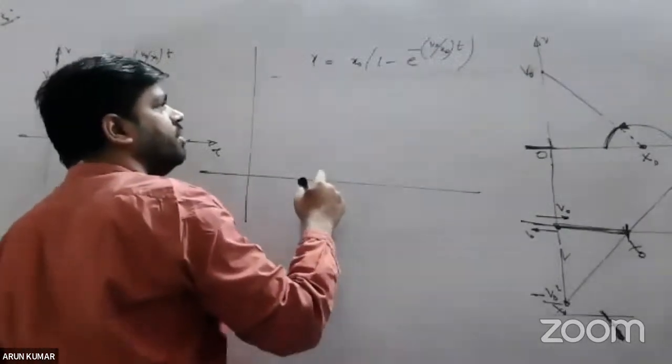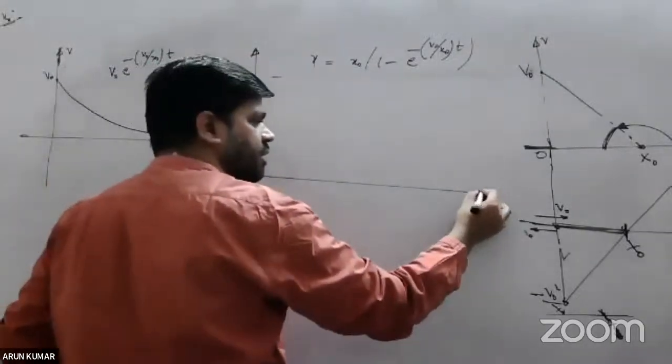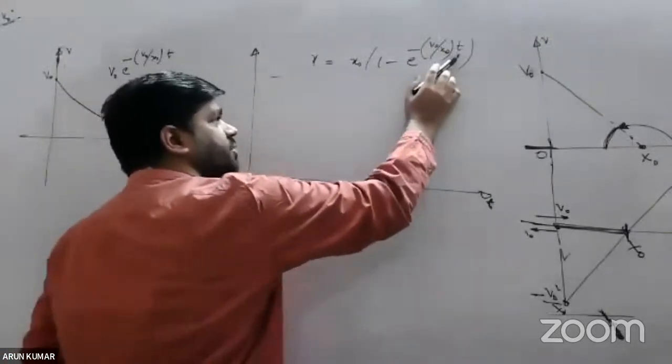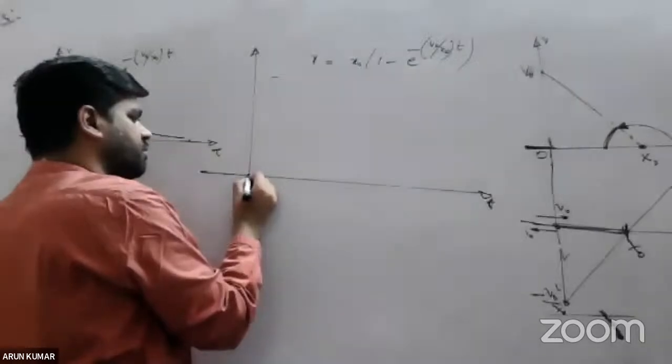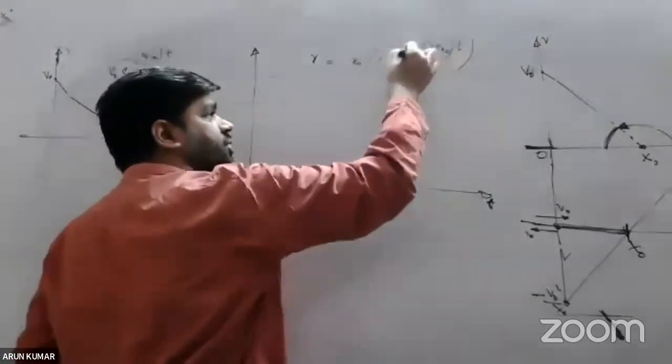at t equal to 0. What is the value of x? We started with x equal to 0, right? So substitute t equal to 0 here. e power 0 is 1. 1 minus 1, so 0. The particle starts at 0.